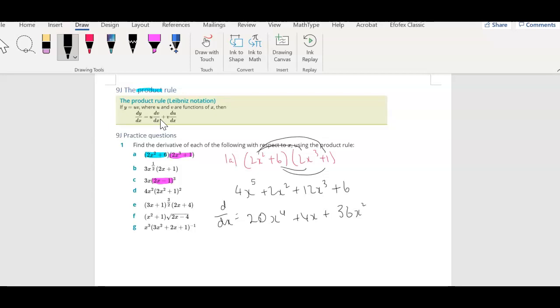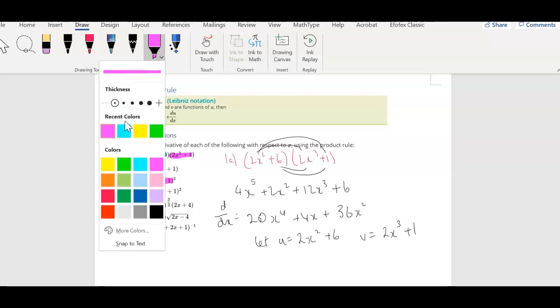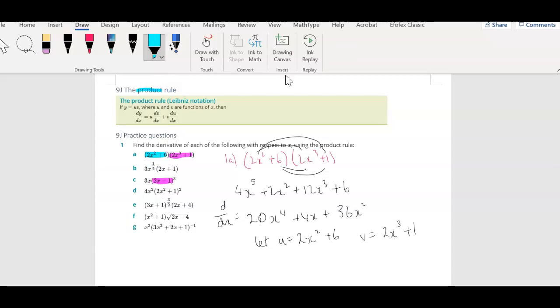All right, so I'm just going to show you how to use the product rule with 1A now. When you're doing the product rule, you let u equal the first function or the first part. In this case, 2x squared plus 6, what I highlighted in blue, and we're going to let v equal 2x cubed plus 1. I'll just change this from pink because pink's quite hard to see. So we've got u and v. The next part of using the product rule is we've got to find du dx and dv dx.